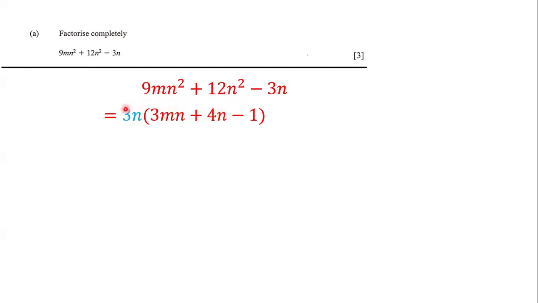And then we ask ourselves, what times 3n gives me 3n? Well, 3n times 1 gives me 3n. And so that's why we have the 1 here. And so this expression that we have at the bottom is the factorized form of the expression that we have on top. And so we're done. This is our answer.